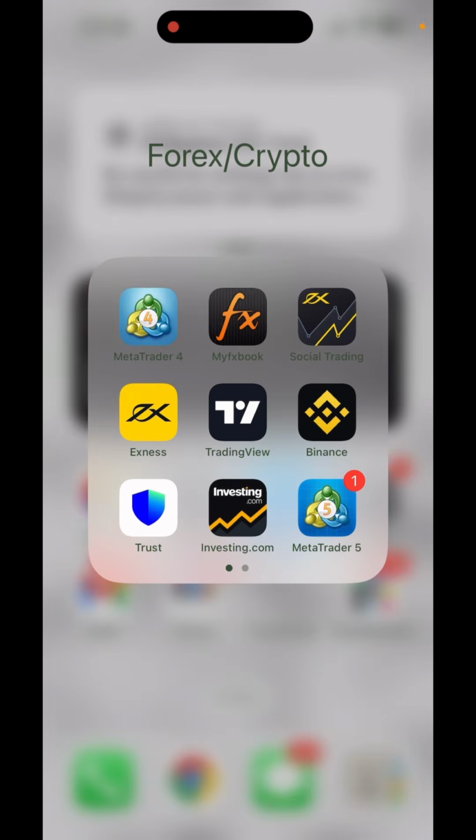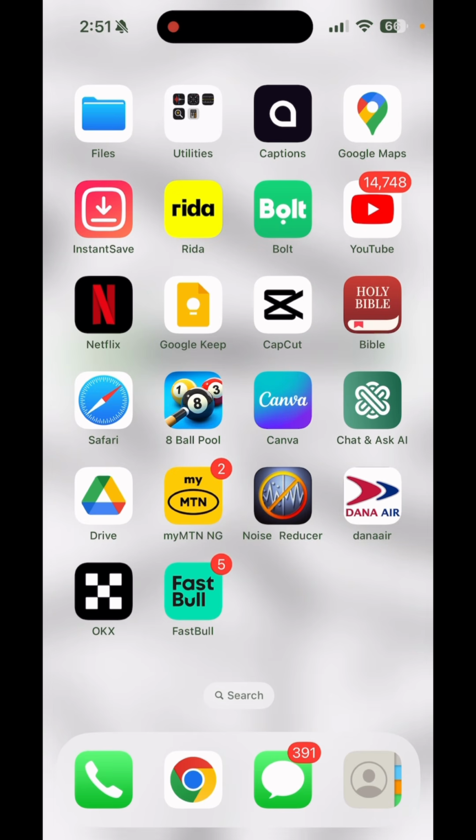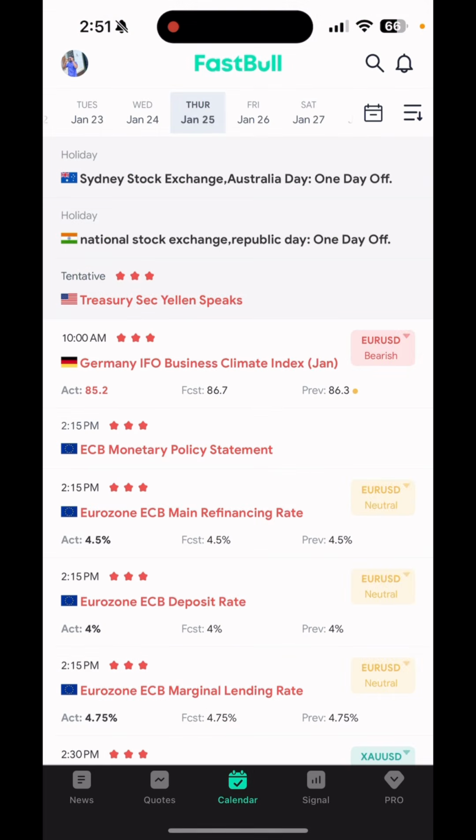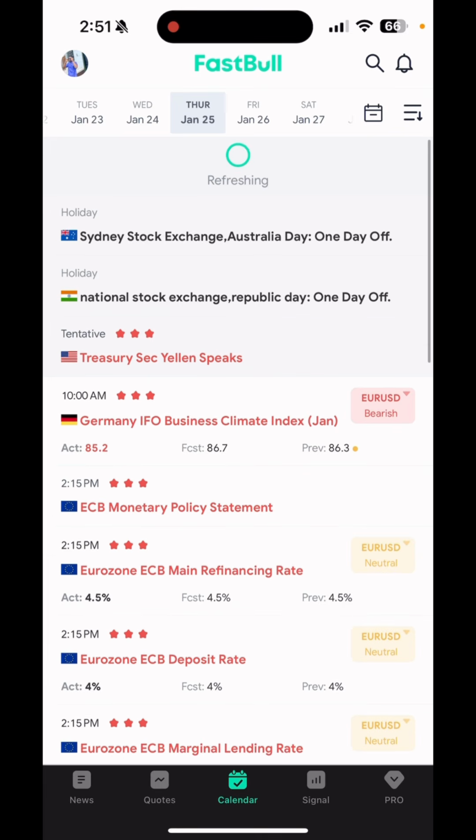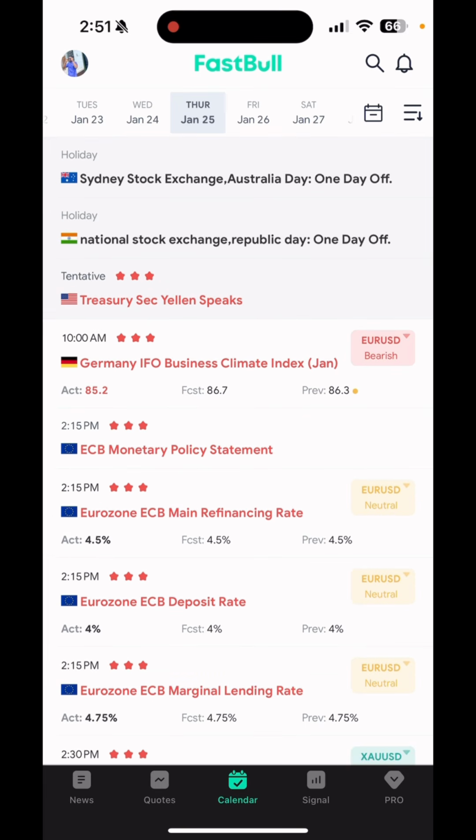All right. So my Forex book is the first one. Now let's go to the second app that I use. This one is a new app and I love it. It's called Fastbull. You can check the comment section or the description below. Click the link to download their app. Once you enter, one thing I love about Fastbull is that if you check below, you see news, quotes, calendar, signals. Now, I'm already on that calendar.